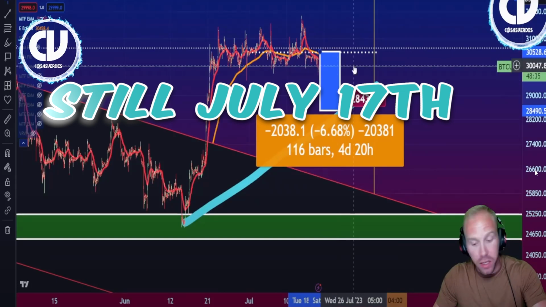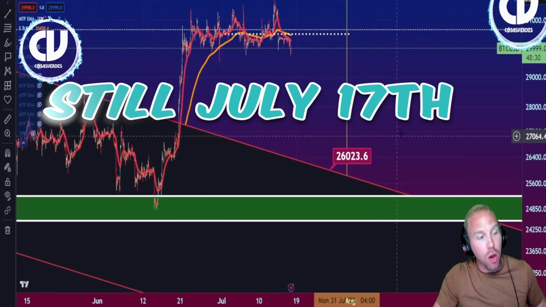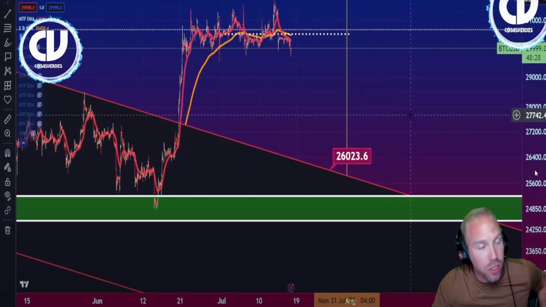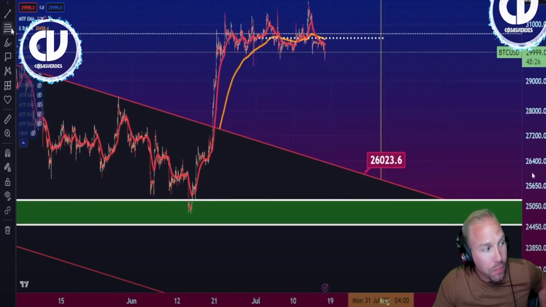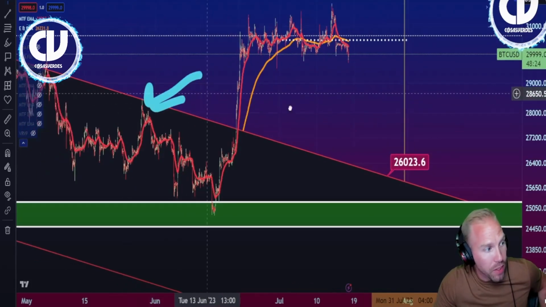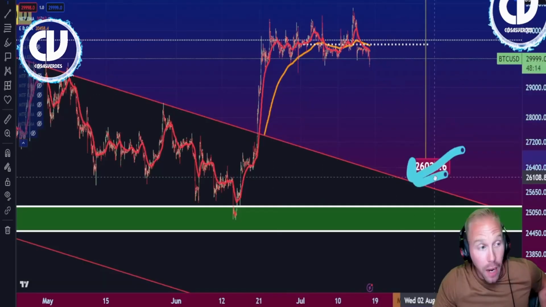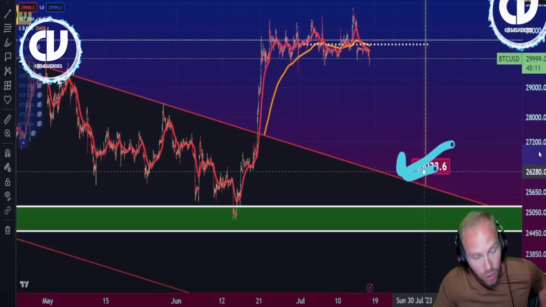There is one thing to keep in mind. This 2-year-long resistance has not been used as support one time. Over 2 years, it's only been resistance. Ever. Yeah, I mean, I think it needs to be retested. So keep that in mind as well.